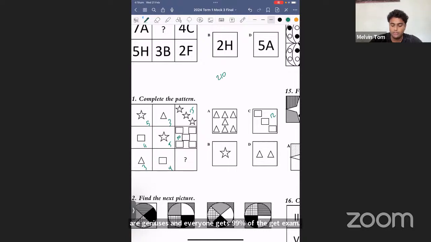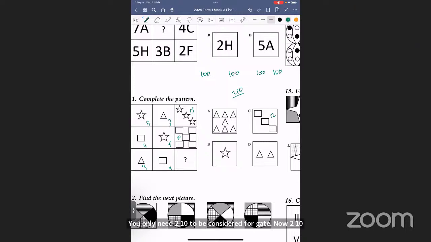What the 210 score means is, in total in GATE, theoretically, there are 100, 100, 100, 100 marks in 4 sections. You only need 210 to be considered for GATE. Now, 210 doesn't mean that you'll get into Perth Mod or any of the schools. It's the minimum for you to pass the threshold. The benchmark.